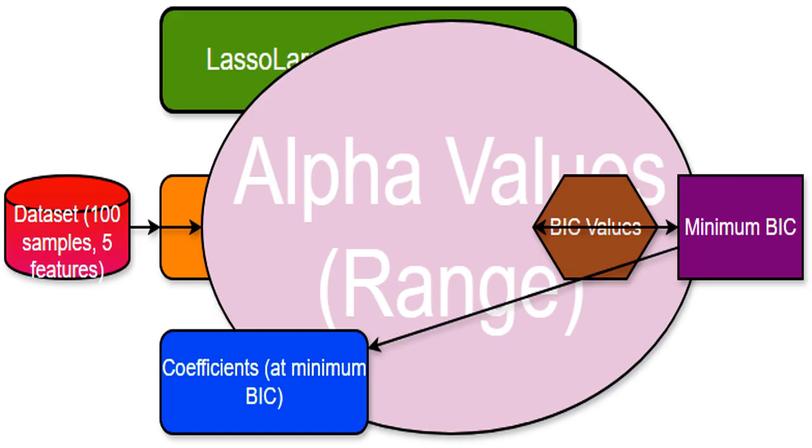LassoLarsIC doesn't use a fixed set of values. It explores a range of alpha values. Alpha is a tuning parameter. It's like a dial controlling how much I shrink the model's parameters, aiming to prevent overfitting. A higher alpha leads to more shrinkage and a simpler model. I'll find the best value during the exploration. It's clever, it automatically finds the best range to explore.